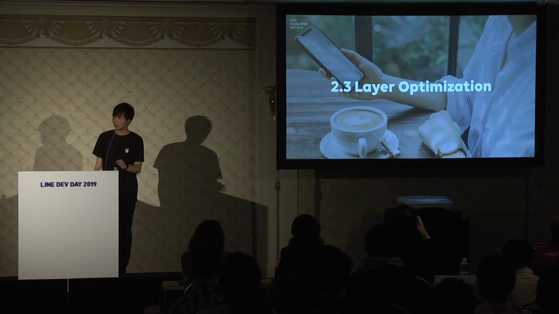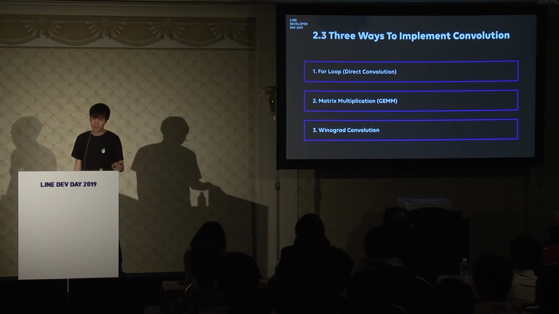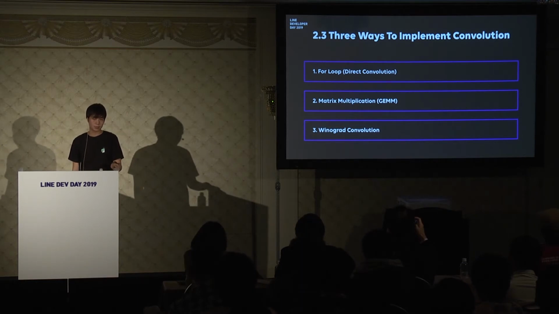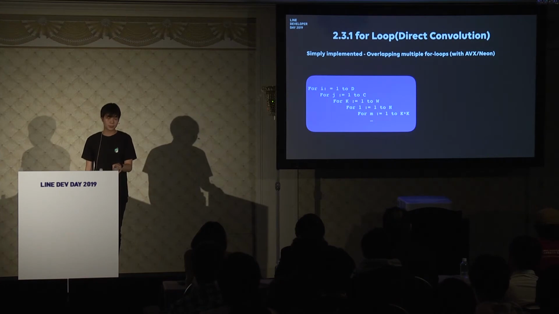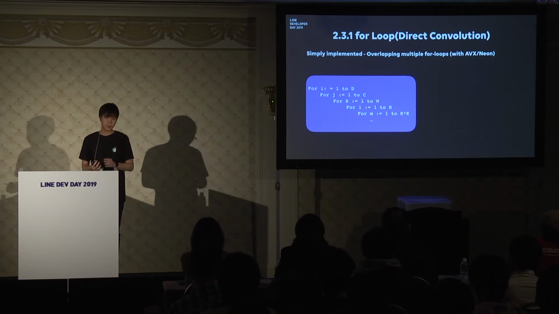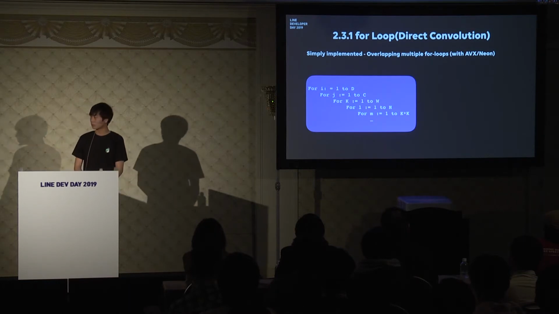Third is about layer optimization. There are three ways to implement convolution. First is the for loop, direct convolution. And second is matrix multiplication, like the GEMM method, and Winograd convolution. The general method to develop is just using for loops. We simply implemented overlapping multiple for loops. To make the speed faster, we sometimes use SIMD operations provided by Intel or AMD, such as AVX or Neon.